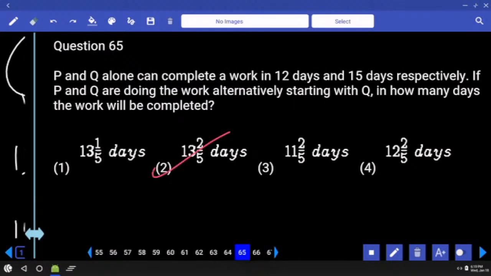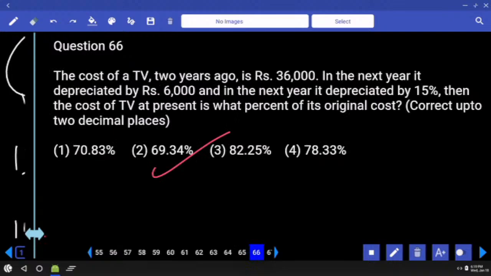Okay. Next question, 66. This is again an easy question only. The cost of a TV 2 years ago is rupees 36,000. In the next year, it depreciated by 6,000. And the next year, it depreciated by 15%. Then the cost price of the TV at present is what percent of the original cost?